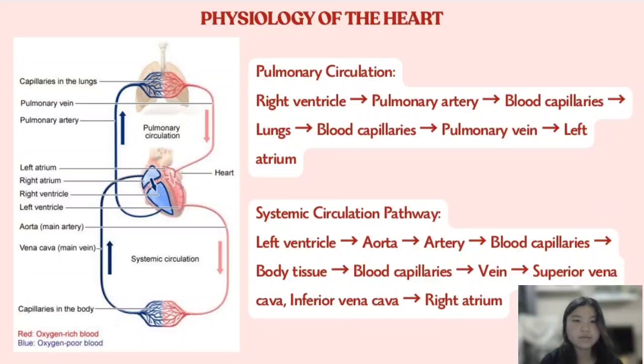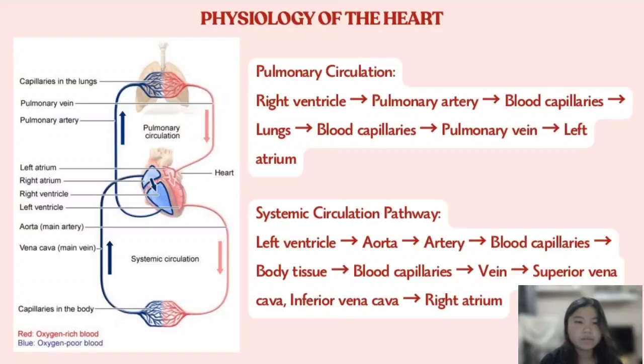In a double circulatory system, blood flows through the heart twice for two separate circuits, the pulmonary circuit and the systemic circuit. The pulmonary circuit brings deoxygenated blood away from the right ventricle through the pulmonary artery, and the blood travels through the pulmonary artery and blood capillaries to the lungs to undergo gaseous exchange. Oxygenated blood then travels through the blood capillaries and pulmonary vein back to the left atrium of the heart.